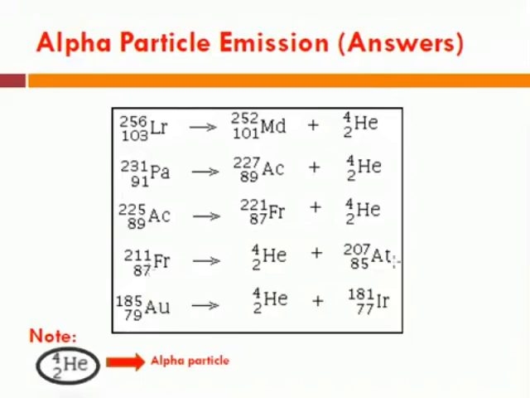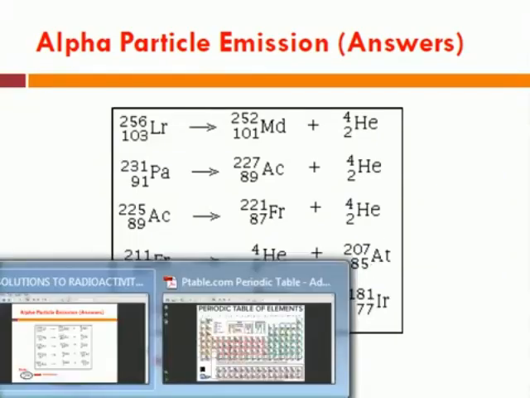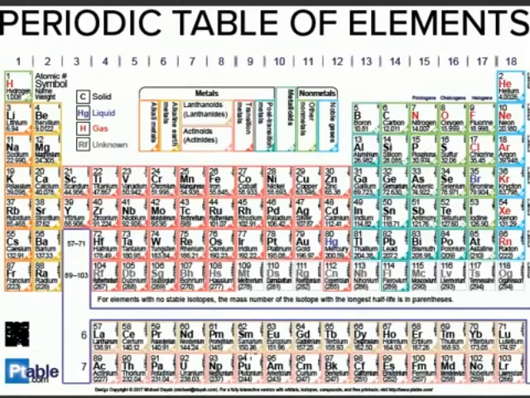Number 4, the helium or the alpha particle can be in any order. So you can write the alpha particle here or here. It doesn't matter. So 211 minus 4 is 207. 87 minus 2, that is 85. The element with atomic number of 85 is astatine.